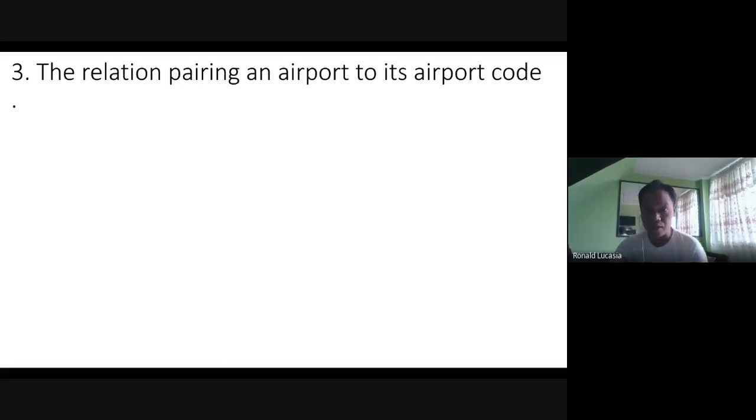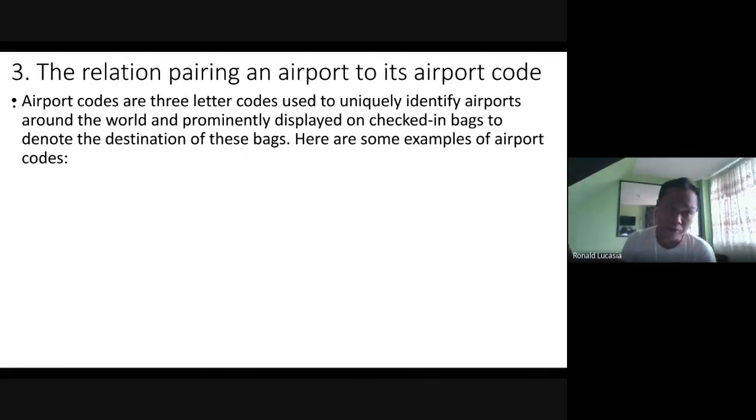Kiana said it's one-to-one. Ashley said it's one-to-one. John Mark and Andrea said it's one-to-one. Okay, that's correct. Airport codes are three-letter codes used to uniquely identify airports around the world and prominently displayed on check-in baggage to denote the destination of these bags. So that's one-to-one kasi wala namang airport na magkaparehas ang kanilang airport code.